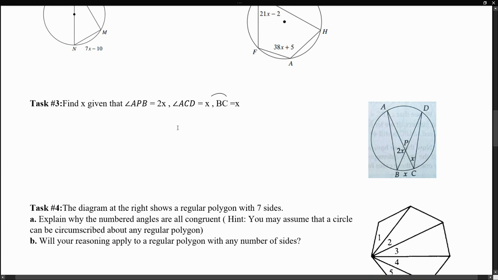Taking a look at task number 3, it says find x, given that the angle APB is 2x. So let's identify where that is. So APB, this angle right here, has a value of 2x. ACD has a value of x. And also, in addition, the arc BC, this arc right here, is also x. So given all this, we want to find the value of x.